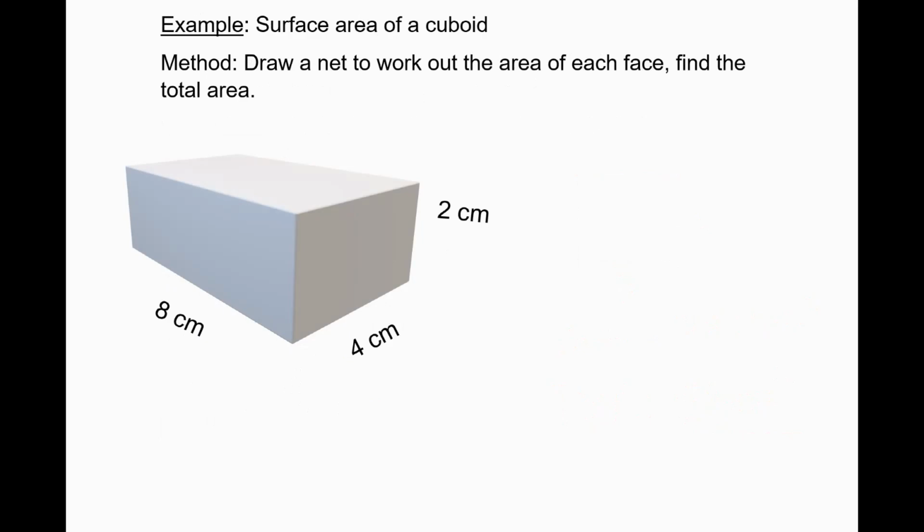You might be expected to work out the surface area of a cuboid. And what we're going to do in this case is draw the net of the cuboid and then work out the area of each face on the net.